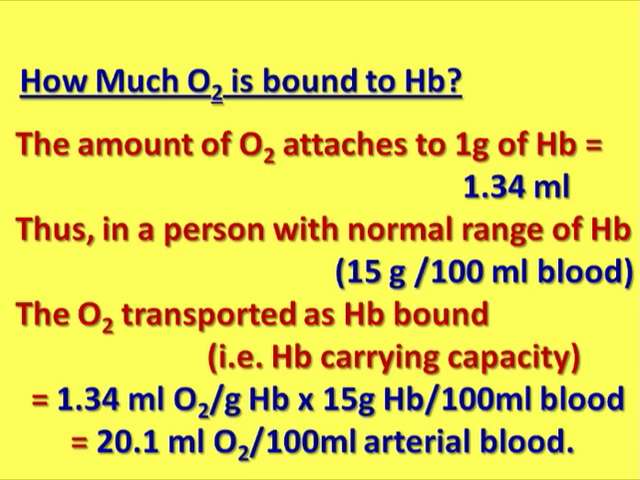Now, the oxygen transported as hemoglobin bound, in the form of oxyhemoglobin, we generally call the hemoglobin carrying capacity. It depends on the amount of oxygen which can attach to 1 gram multiplied by the total amount of hemoglobin present in the blood. So, for a normal person, the amount of oxygen which can be bound to hemoglobin is approximately 20 ml per deciliter of arterial blood.